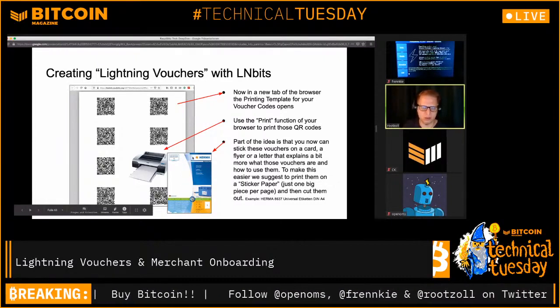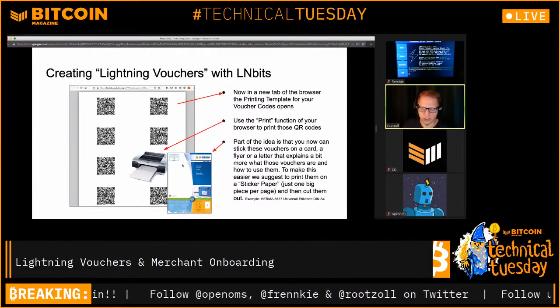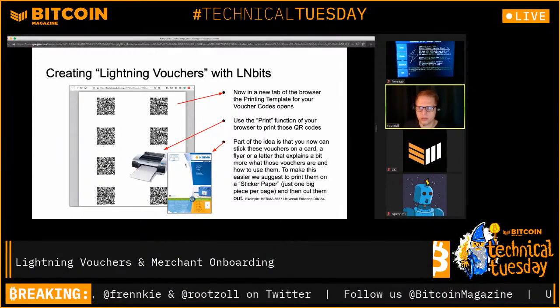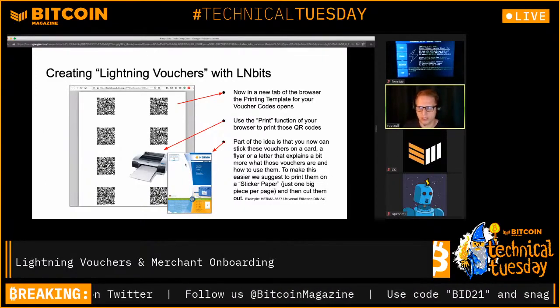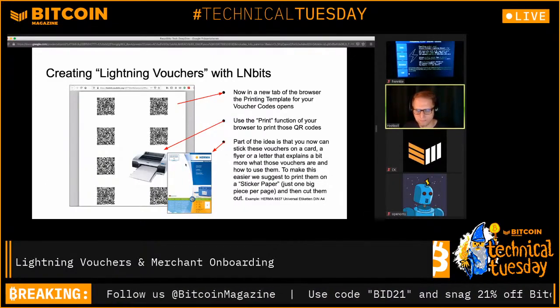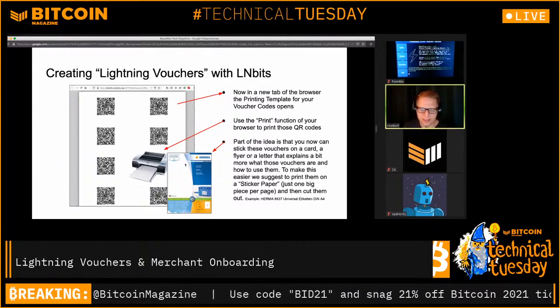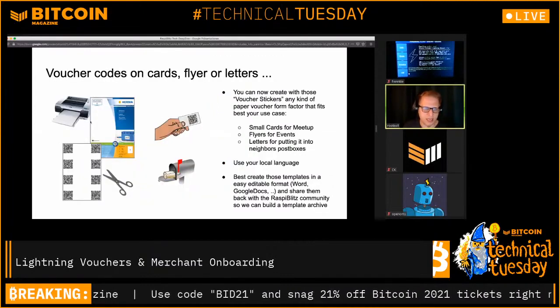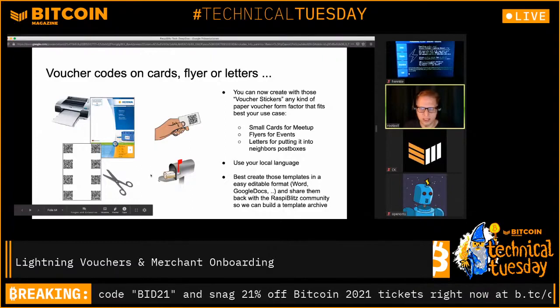So for example, on Amazon you can get those sticker papers, just one big sticker, and you put it in your printer and you print the vouchers on there. And after that, you cut them out and have small little voucher stickers. Okay, so next step then is, like you cut it out, you have those little voucher stickers.